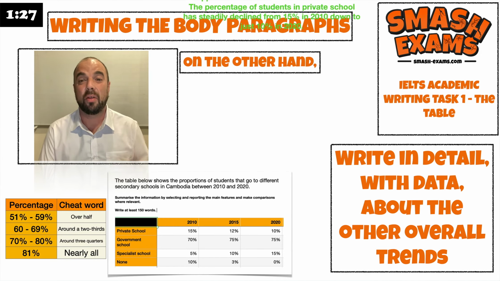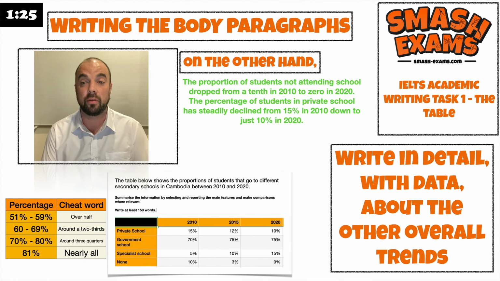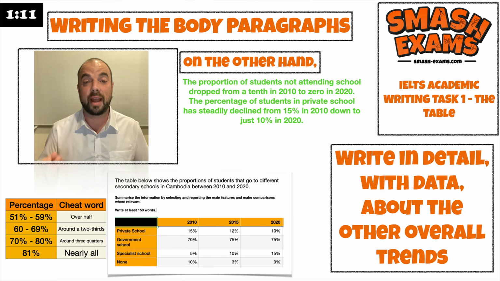We could say, on the other hand, the proportion of students not attending school dropped from 1/10 in 2010 to 0 in 2020. The percentage of students in private school has steadily declined from 15% in 2010 down to just 10% in 2020. So as you can see again, we've changed 10% to 1/10.